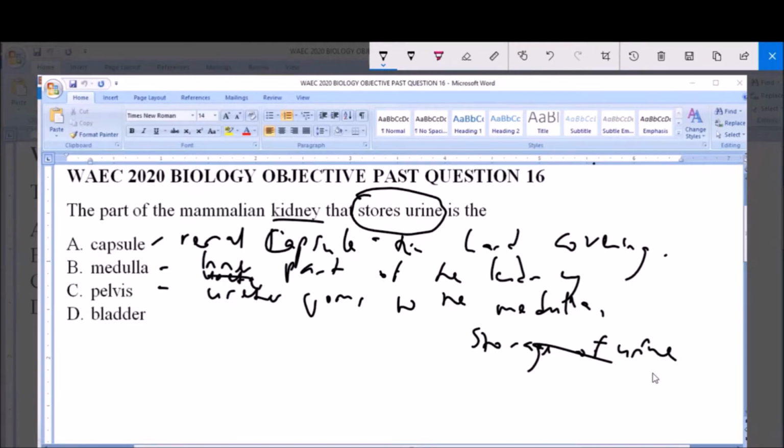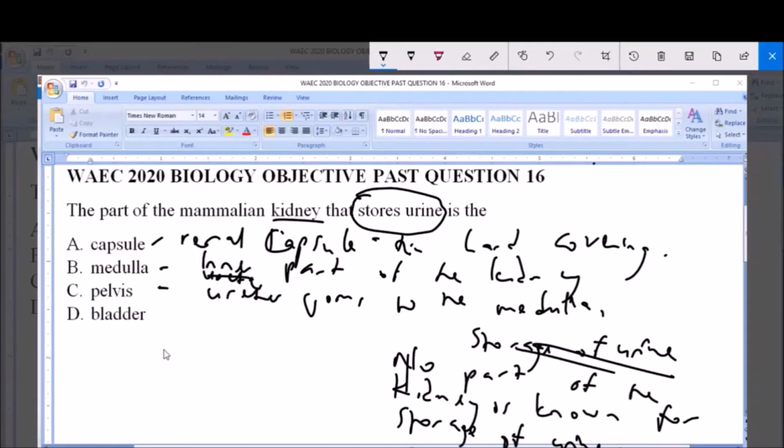Urine is stored in mammals in the bladder, and the bladder is not part of the kidney, but rather urine is carried out from the kidney via the ureter to the bladder, and the bladder is where urine is stored. So urine is stored in the bladder.